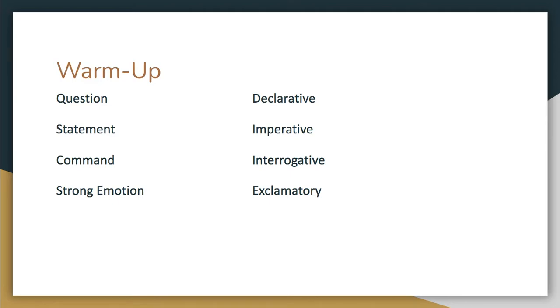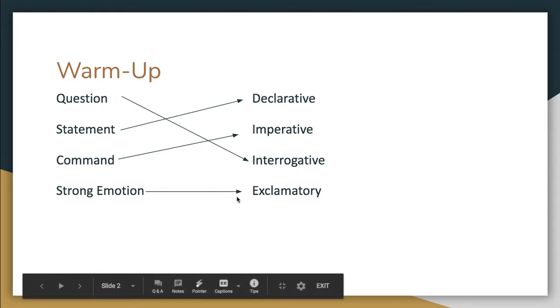So you were correct if you said a question is an interrogative sentence, a statement is a declarative, a command is imperative, or showing strong emotion is exclamatory. All right, you should pause the video and read page 140 to yourself. The examples, the definitions, because I'm not going to write those down because this is pretty much what sums it up.